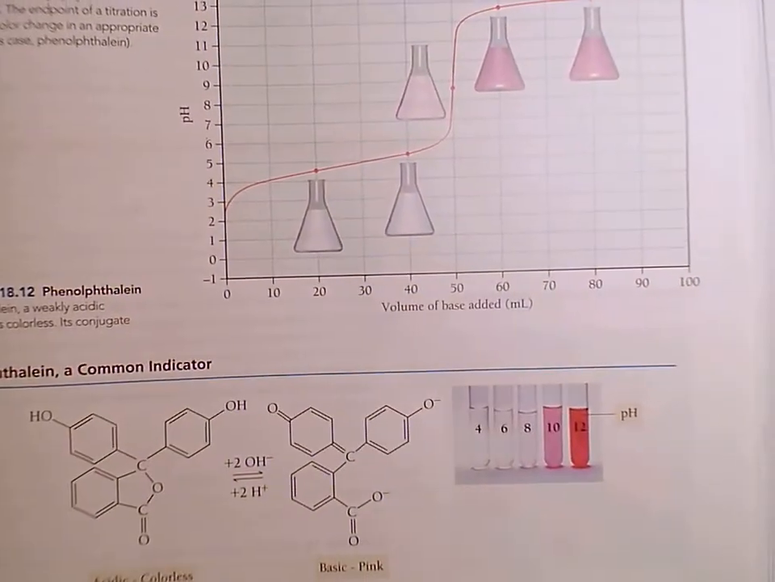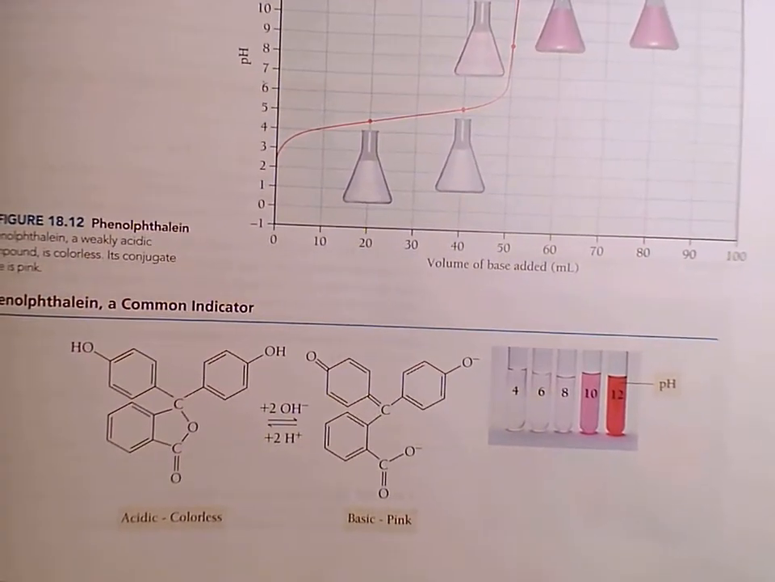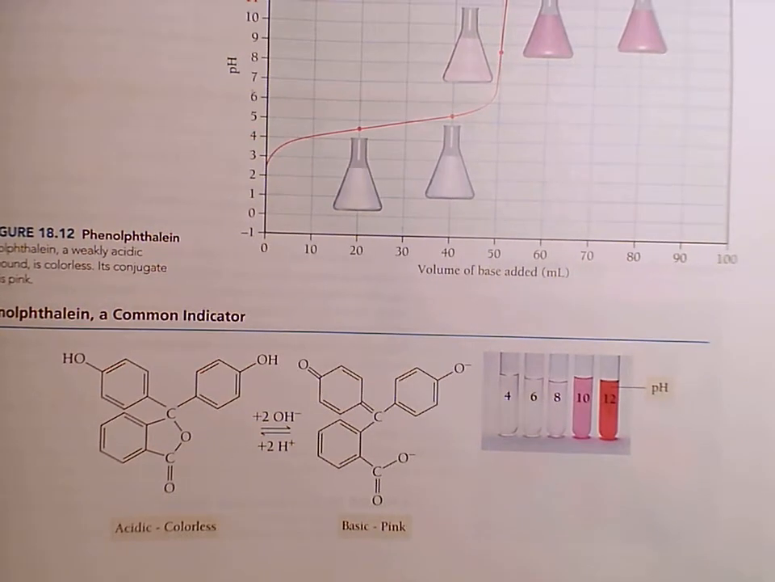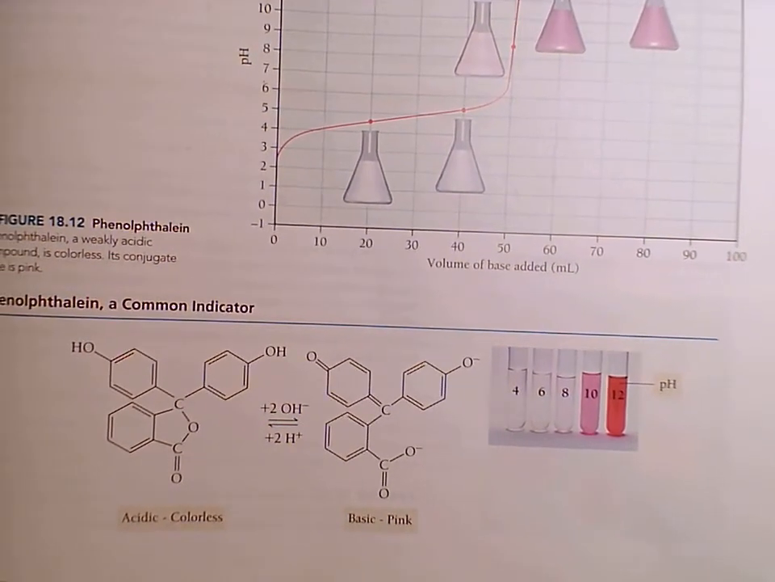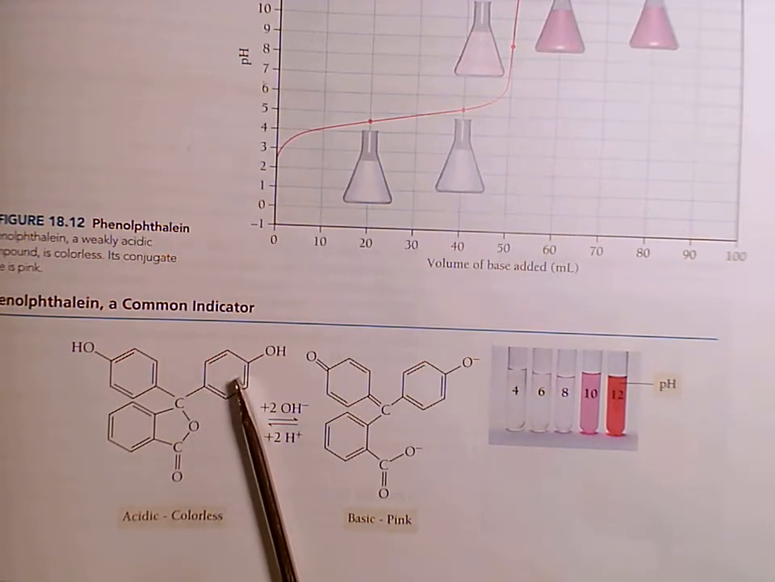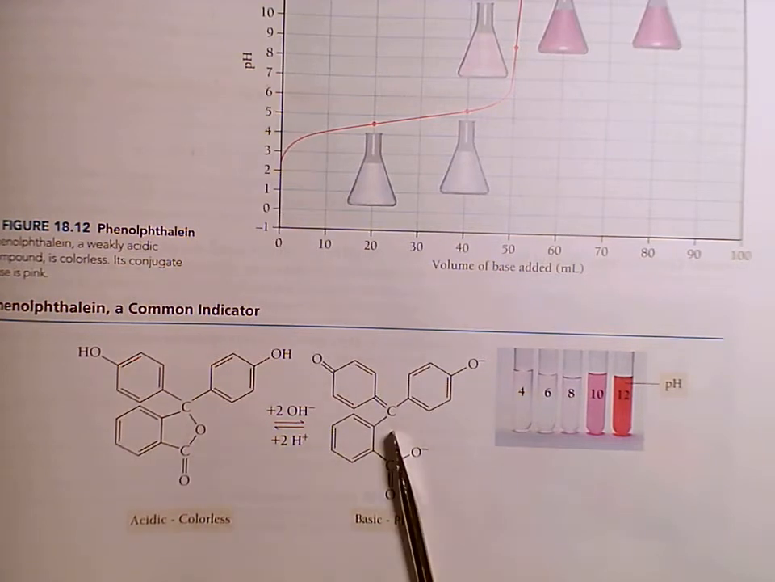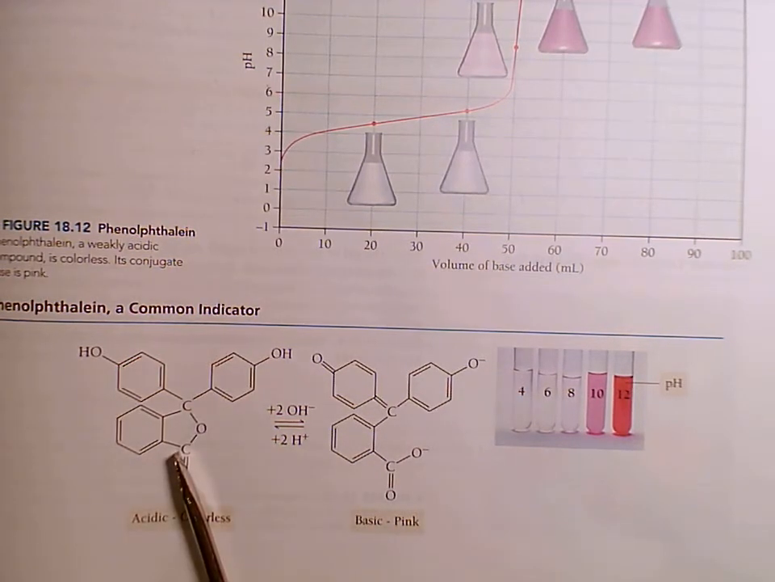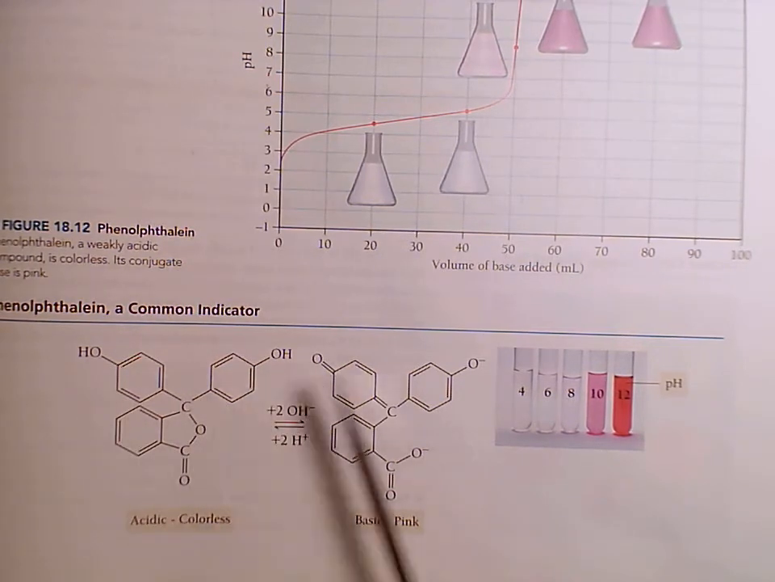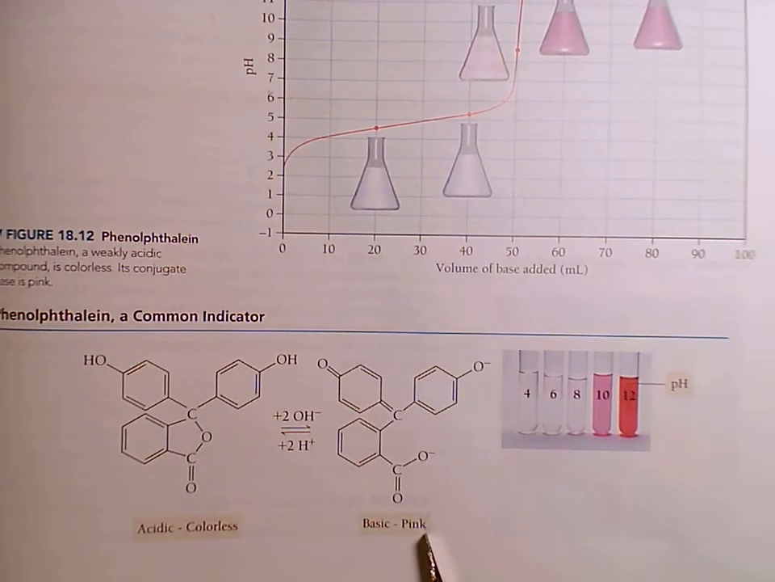So here's an example of our phenolphthalein, a very common indicator. And, well, once you get to organic, you'll understand the structure a little bit better. Here's the structure of it. But this form has a different color than this one. This, in acidic solution, is colorless. But if it turns basic, the protons leave up here. And then we get this beast here, which has a pink color to it.